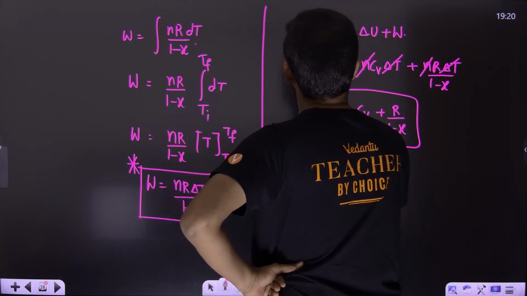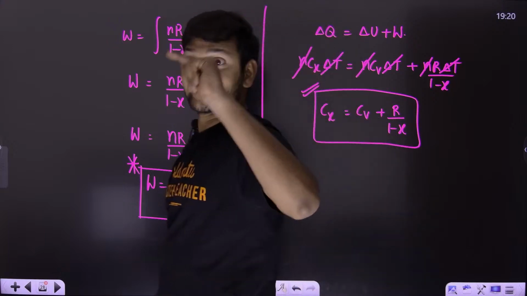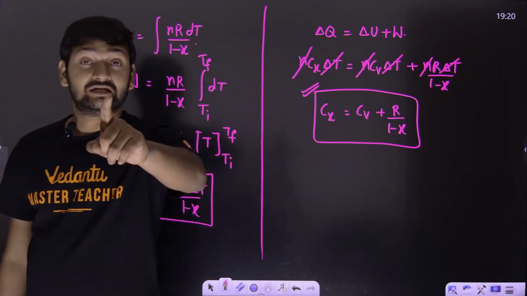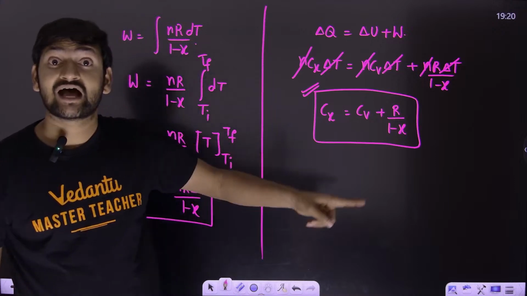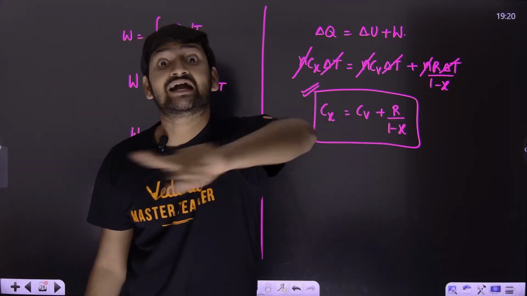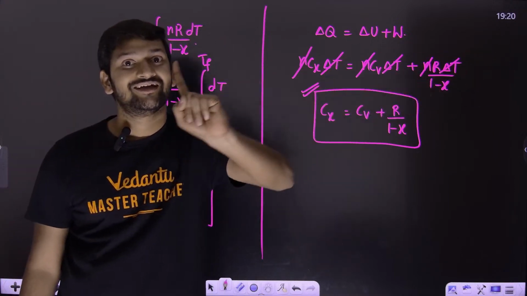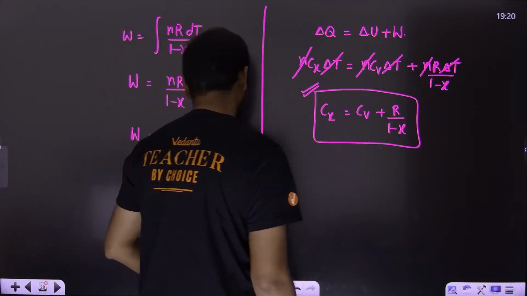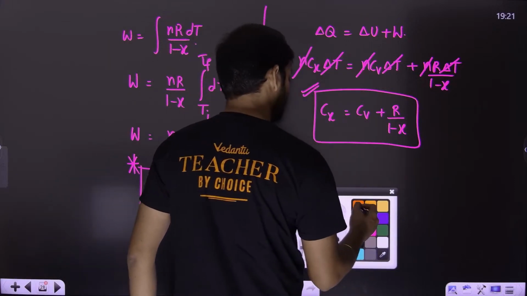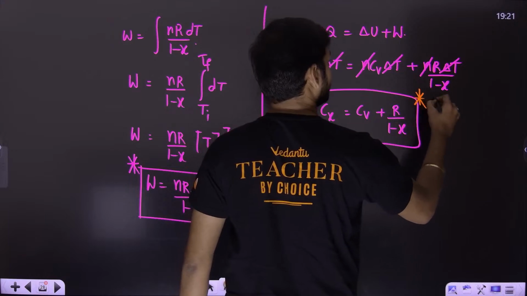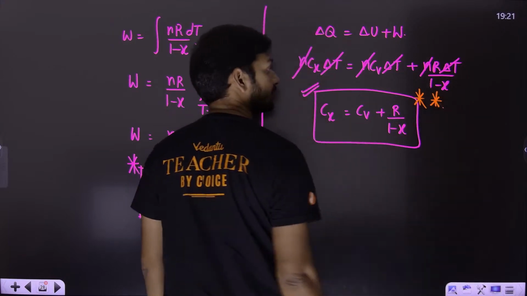They give some random processes and ask for the molar heat capacity for that process. So this is very, very important.